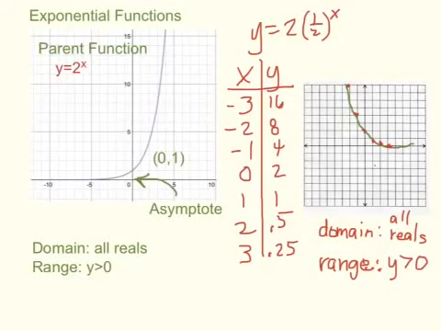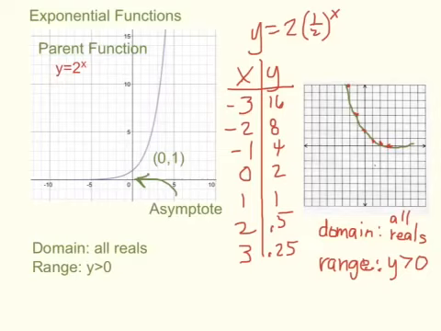Our next unit is on exponential functions. Here in the very first graph, I have the parent function for exponential functions. That's y equals 2 to the x. And this 2 indicates a doubling on every iteration, or with every new number.